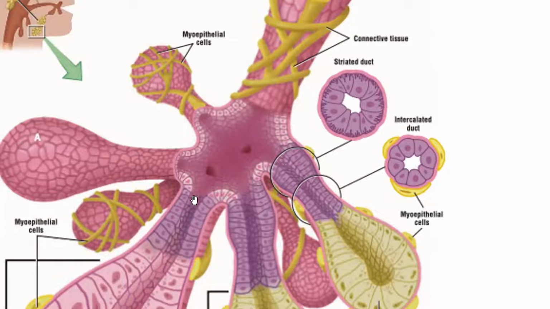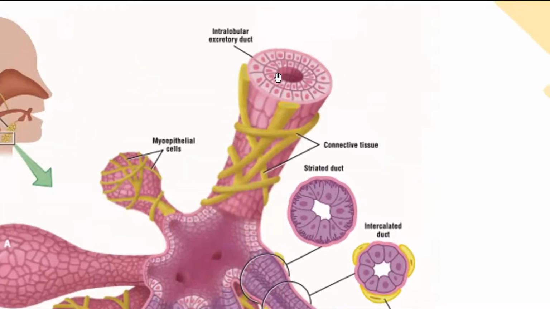Then the striated ducts of the different parts combine together and make one large duct. We call it the excretory duct. And the epithelium of the excretory duct is stratified. You see that we have more than one layer here. And this duct can convey the secretion into our mouth cavity.